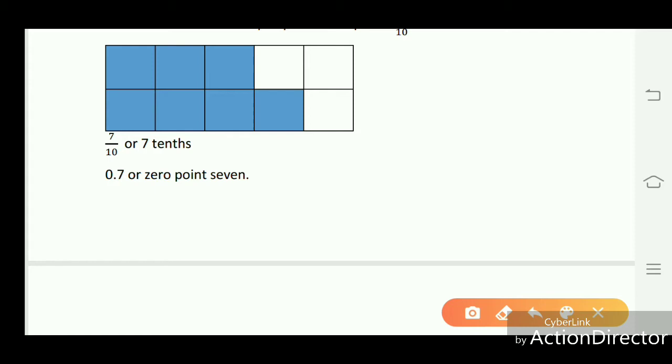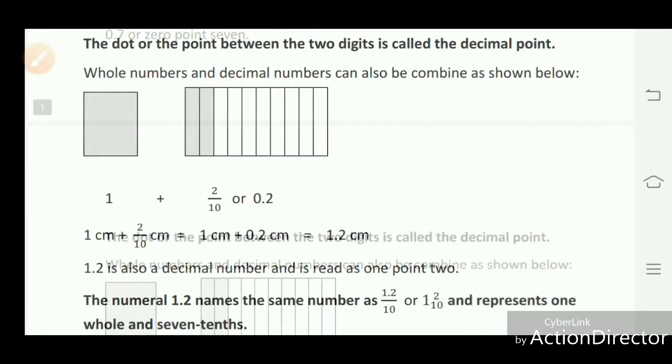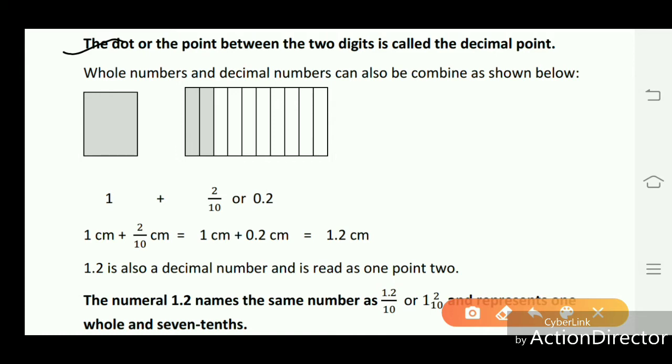In the next example, the total number of boxes is 10 and the colored boxes are 7. So we write in fraction form 7 upon 10 or 7 tenths, and we write in decimal form 0.7. The dot or the point between the two digits is called the decimal point. Whole numbers and decimal numbers can also be combined as shown below.